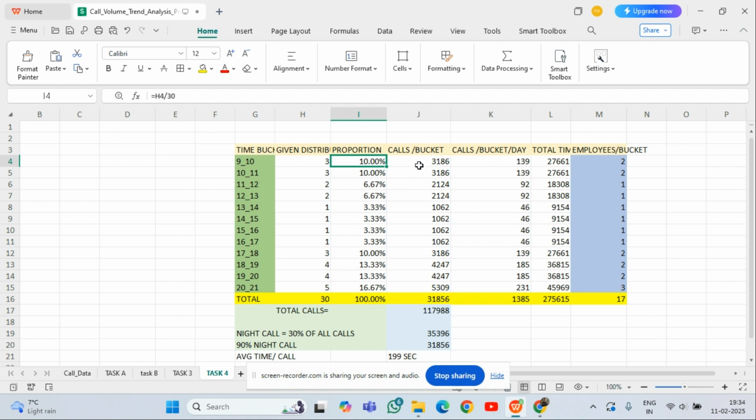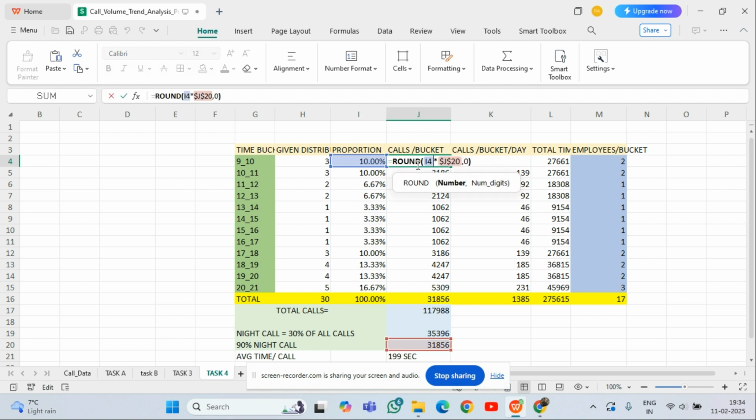So calls per bucket: what we have to do is round up this I4, which is this, into the total 90% of the night time, or we can do this directly, 31856 into 10%. You can do it directly, or you can also do it like this with round, and we'll get a figure rounded to the nearest digit. So this is how you'll get it. Okay, so these are all the calls that we will get.